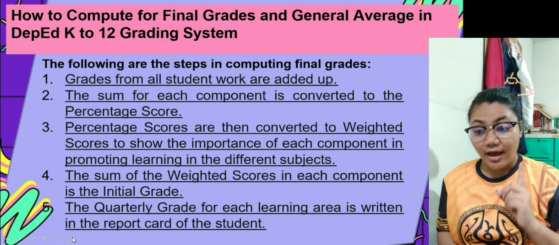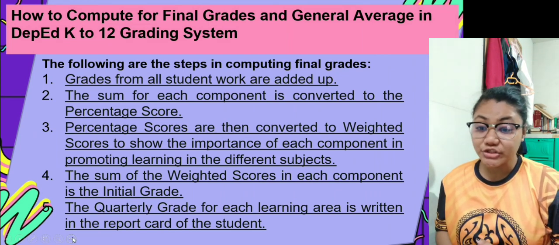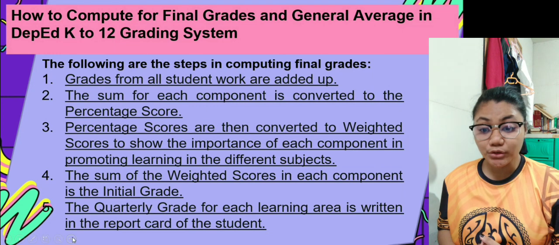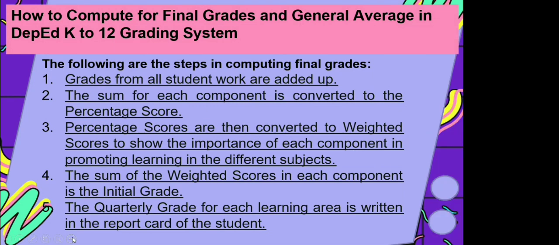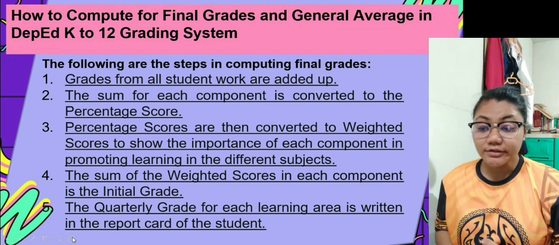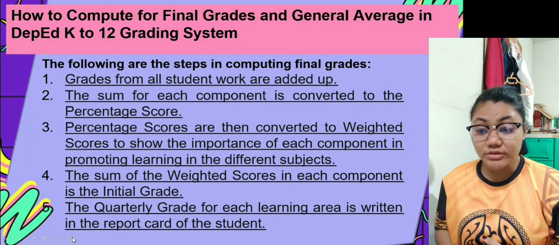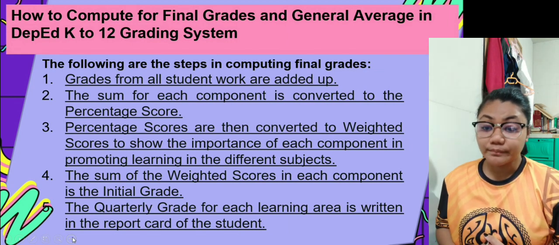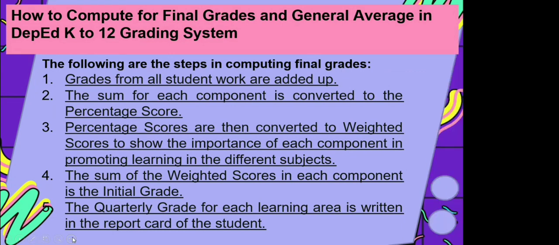Next, how to compute final grades and general average in the DepEd K-12 grading system. The following are the steps in computing final grades. First, grades from all student work are added up. In the first step, this results in the total score for each component, namely written work, performance task, and quarterly assessment. Second, the sum for each component is converted to the percentage score.